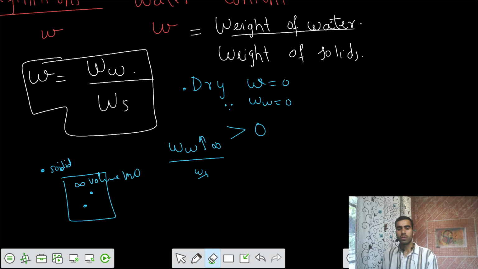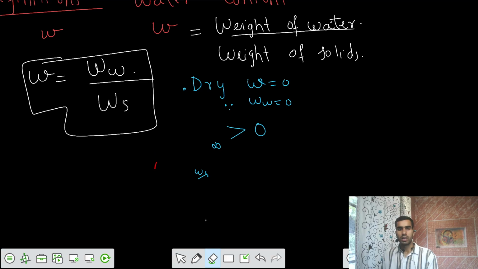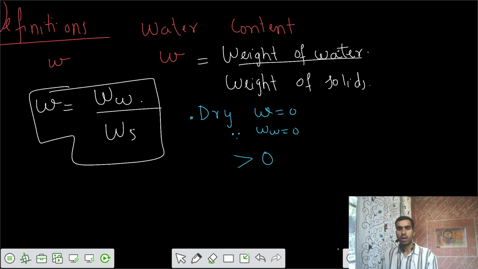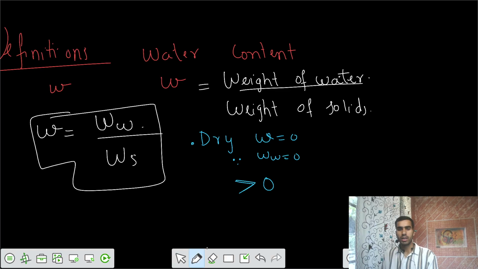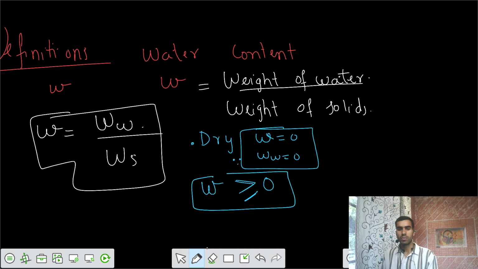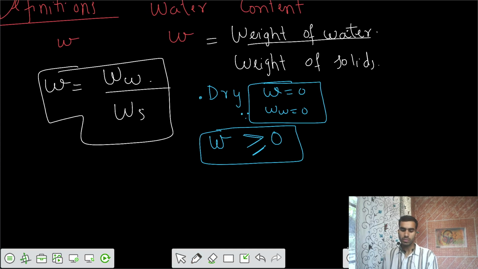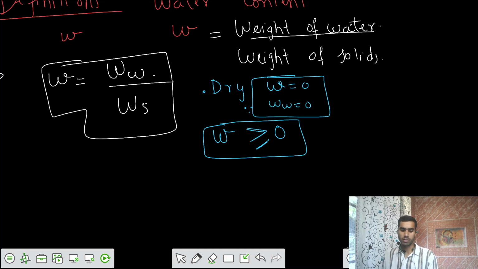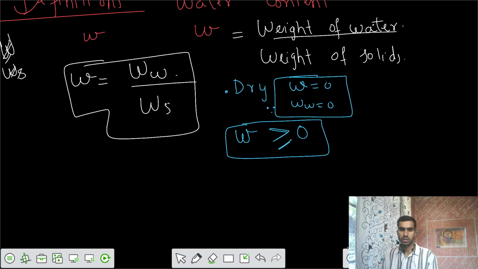But to say that your water content can have a value such that it can be greater than 0 or equal to 0. In the dry case the water content was 0, but in all other cases we can have water content greater than 0. So this is your general result for water content: it can be either 0, or any other value greater than 0. So this is your first definition, water content.